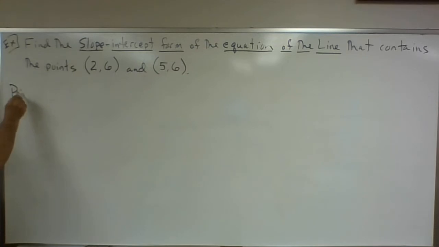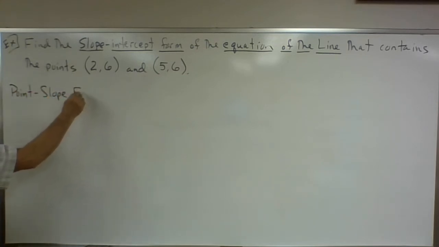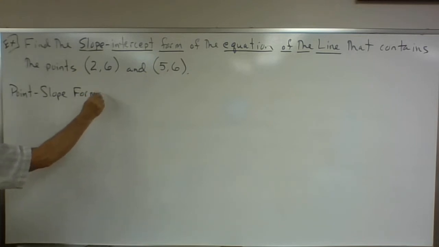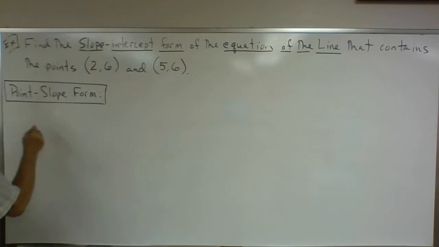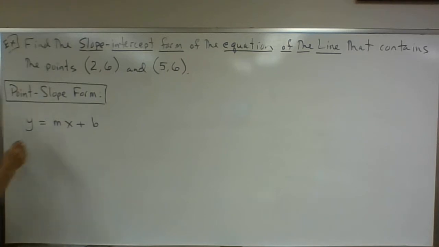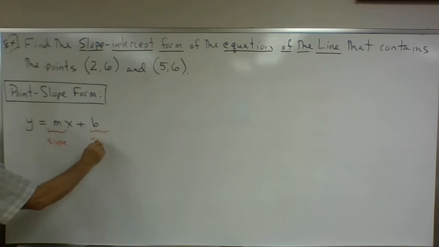And what does that slope-intercept form look like? Let's remind ourselves. y equals mx plus b. And we might remember, m is the slope and b is the y-intercept.